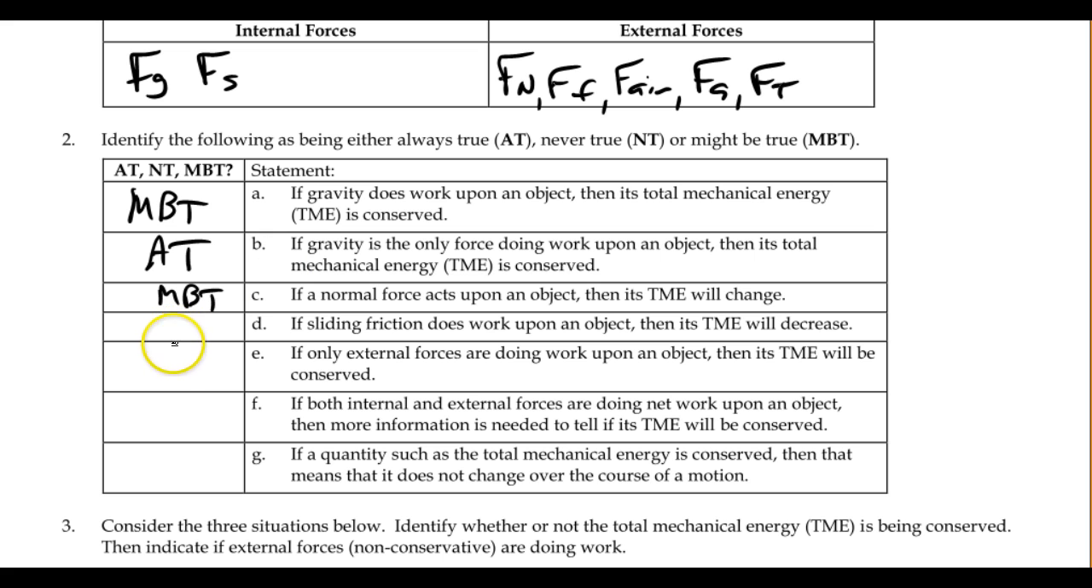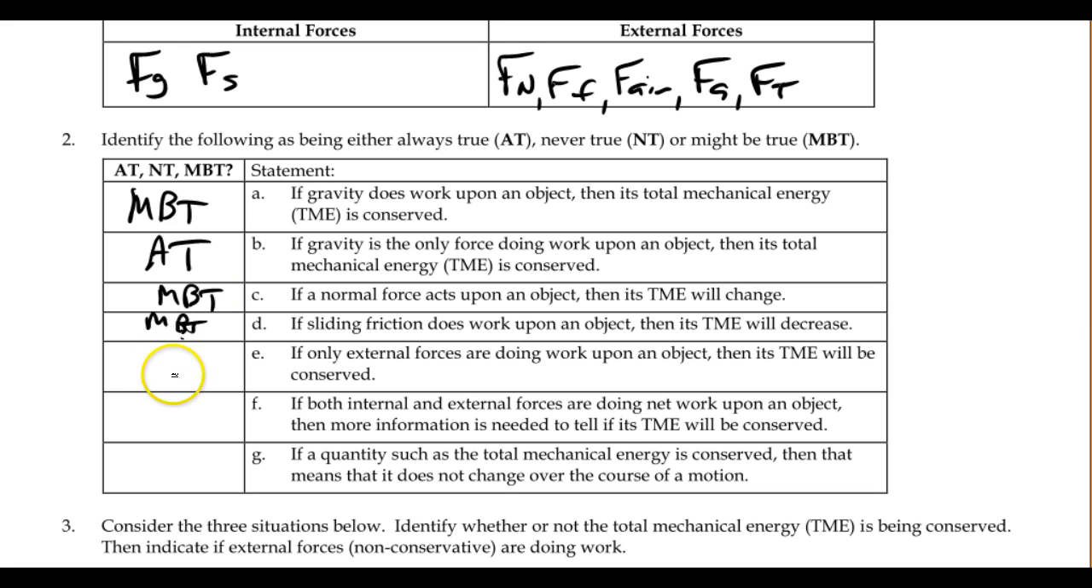If sliding friction does work upon an object, then its TME will decrease. Again, that's a might be true. Sliding friction could actually make you speed up. If you think of when you're walking, the force of friction is actually what drives you forward. So it won't necessarily reduce your total mechanical energy, but it definitely will cause change from the sliding friction if it's not at a 90-degree angle. So it's a might be true.